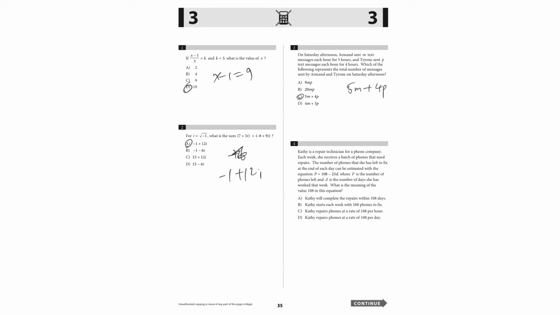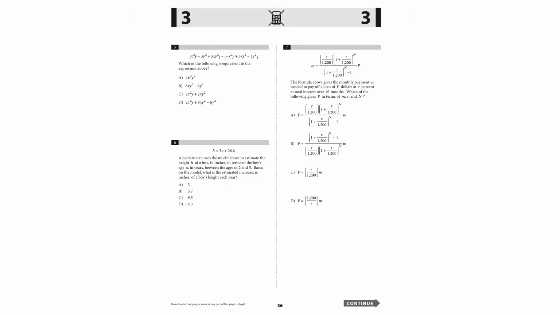Kathy is a repair technician for a phone company. Each week she receives a batch of phones that need repairs. The number of phones left to be fixed at the end of each day can be estimated with the equation P equals 108 minus 23D, where P is the number of phones left and D is the number of days she has worked that week. What is the meaning of the value 108? This means she will complete repairs. No, she starts each week with, yes, B.